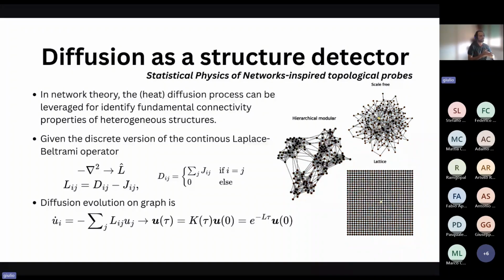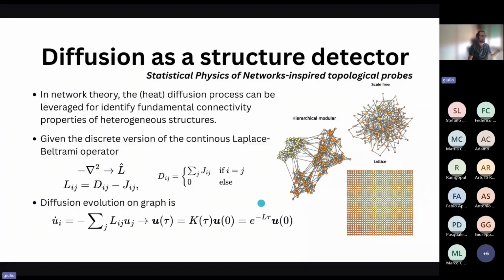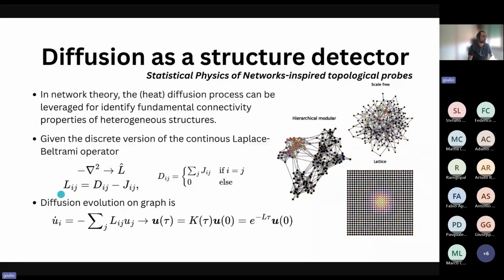In what follows, we are inspired by the diffusion process, one of the most basic processes in physics, the driver of many other ones, on top of which many dynamics are built. We know that in continuous space it is represented by the minus Laplace-Beltrami operator, which in graph language, when you discretize your space, you can recover by considering your coupling matrix and subtracting the degree matrix, which is just the sum over the rows.